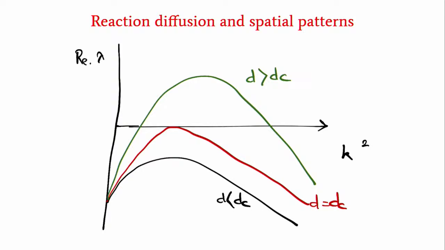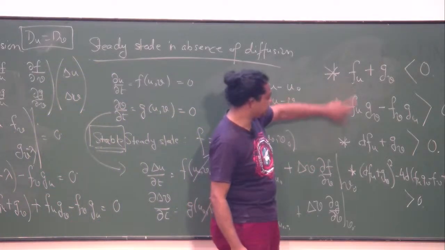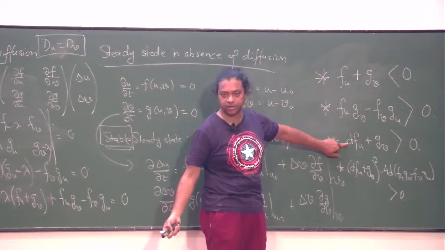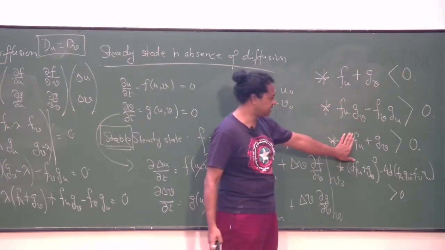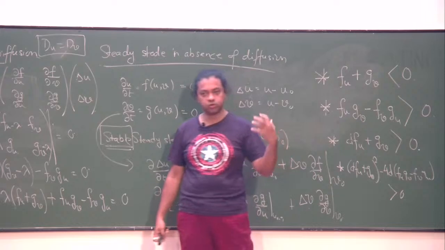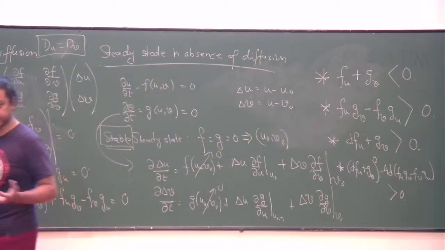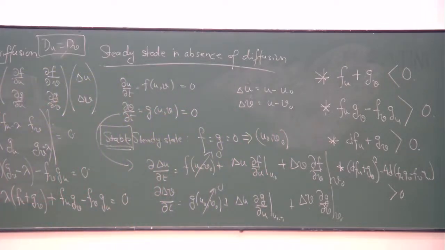Okay? And firstly, what this is saying is that you need some mismatch in your diffusion coefficients. If you do not have a mismatch, if du is equal to dv, if the diffusion coefficients are equal, then this first condition and third condition are directly in contradiction to one another. One says fu plus gv less than 0, the other says fu plus gv greater than 0. So you cannot have the 2 species diffusing with the same diffusion coefficient. Okay? So that's one thing to note. You must have different diffusion coefficients. That is what drives these diffusion-driven instabilities.